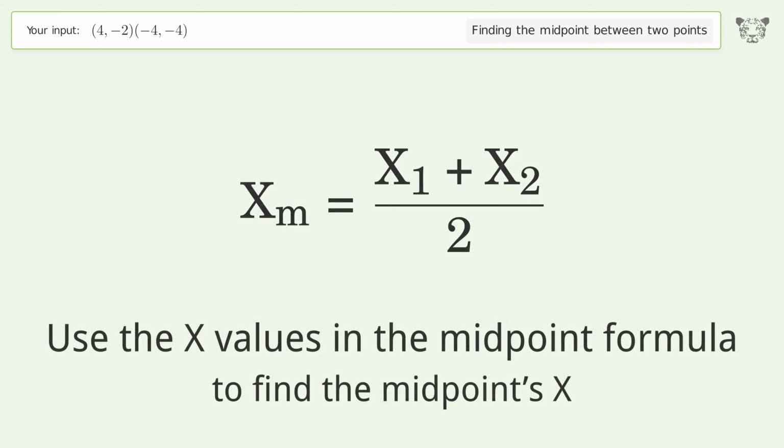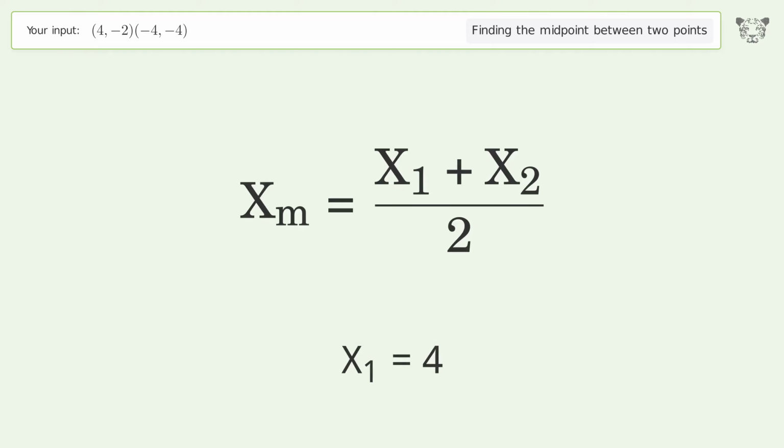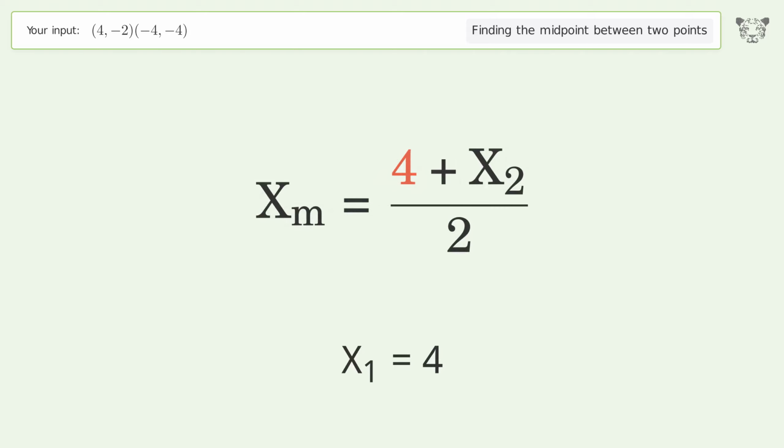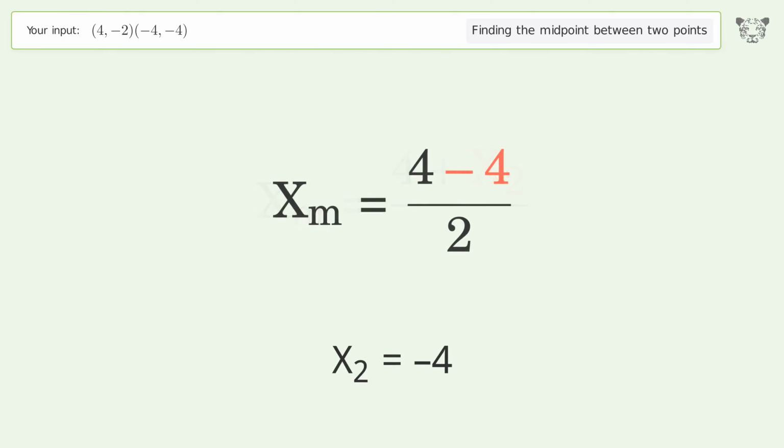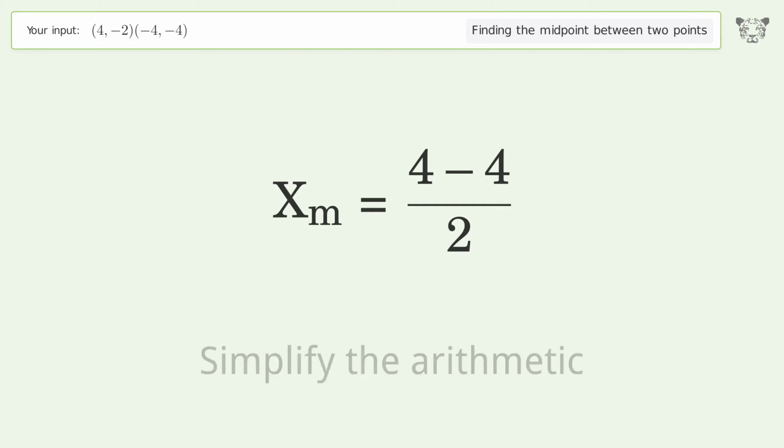Use the x values in the midpoint formula to find the midpoint's x. x1 equals 4. x2 equals -4. Simplify the arithmetic.